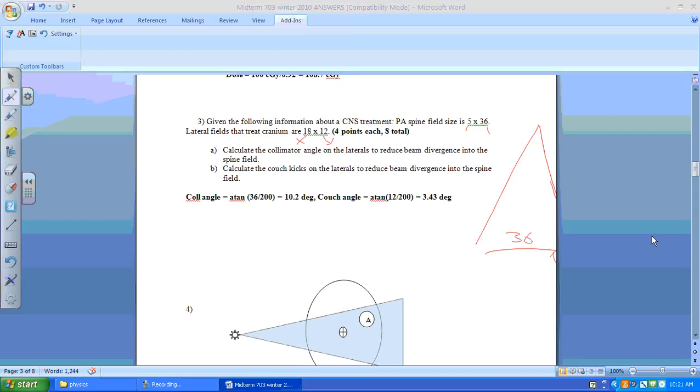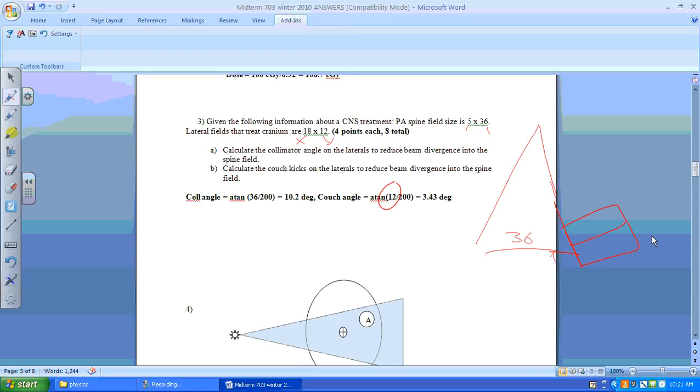Okay, so if that's the case, you need to use this dimension because that's the dimension that diverges into the other beam. So you need to use the y. Okay, is that what I did? The 12. Yeah. Okay, so use the 12 or 200 for the couch angle.